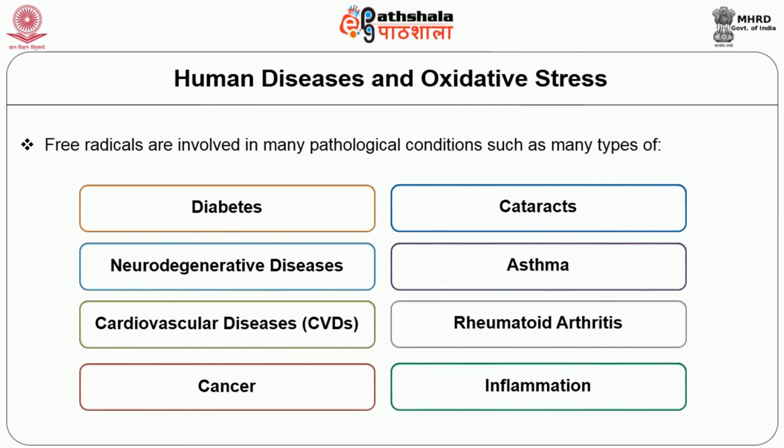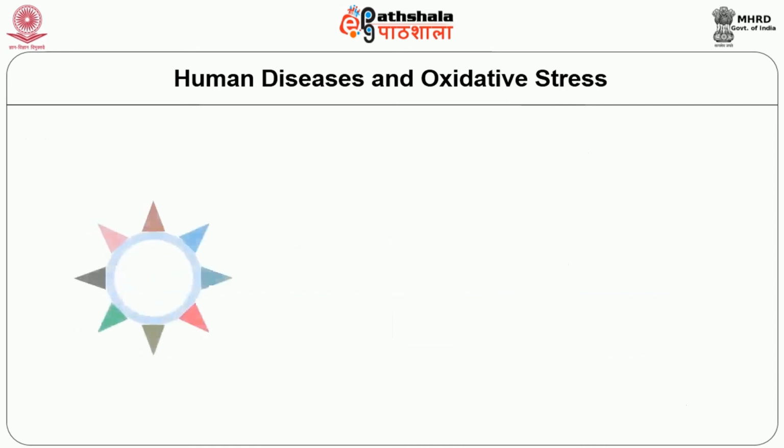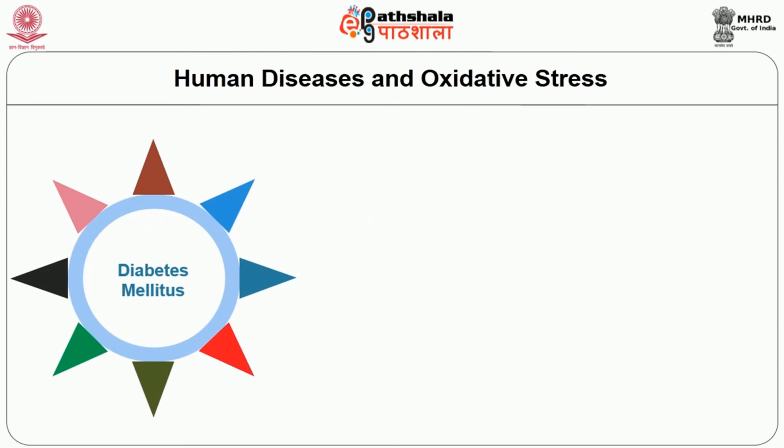Human diseases and oxidative stress. Free radicals are involved in many pathological conditions such as many types of diabetes, neurodegenerative diseases, cardiovascular diseases, cancer, cataracts, asthma and rheumatoid arthritis inflammation. The first one we are going to see is diabetes mellitus.